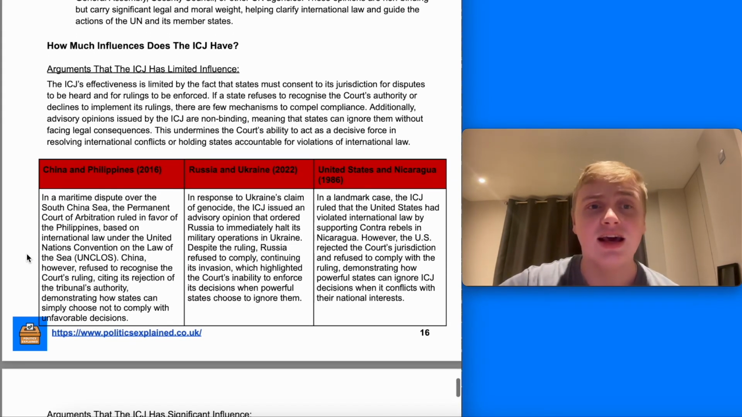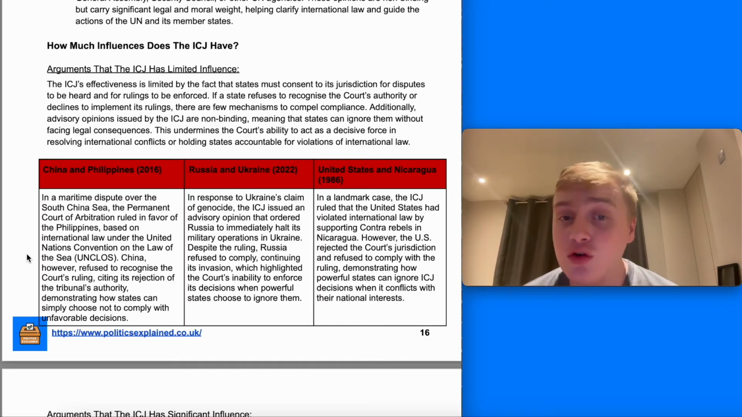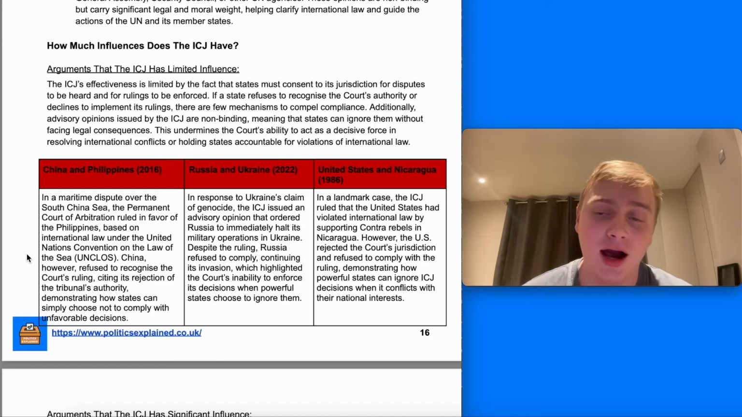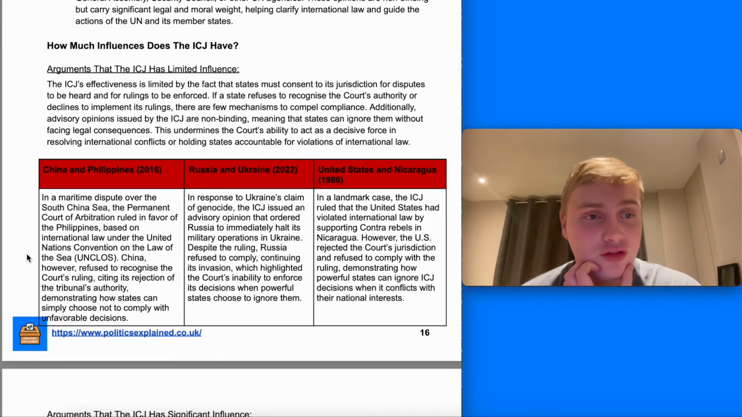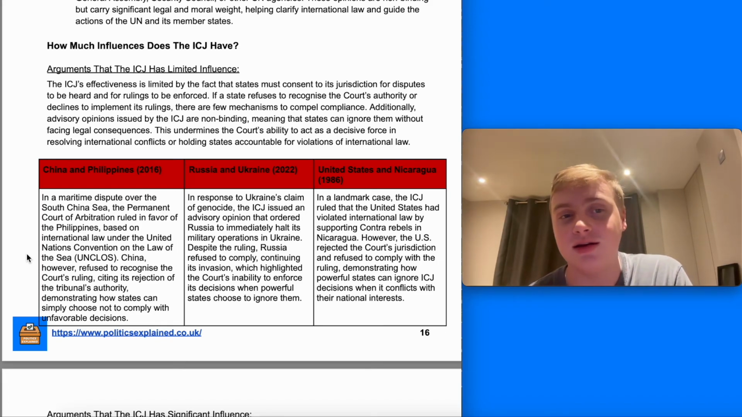On the one hand, it can be argued that the ICJ has limited influence, because states must consent to its jurisdiction for disputes to be heard and for rulings to be enforced. And if a state refuses to recognise the court's authority or declines to implement its rulings, there are few mechanisms to compel compliance because it doesn't have a global police force. Additionally, advisory opinions issued by the ICJ are non-binding, meaning that states can ignore them without facing legal consequences.